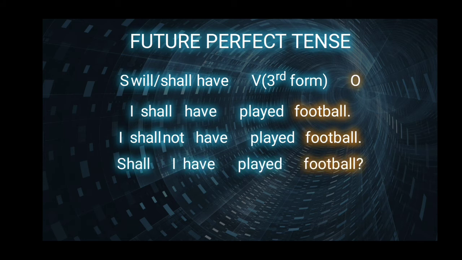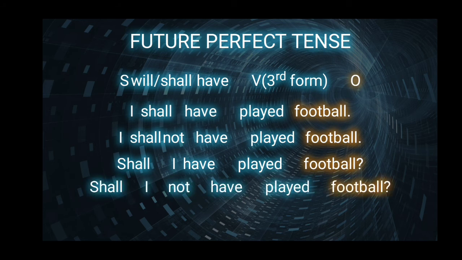Now, the negative interrogative form is pretty easy as usual. Auxiliary verb first, followed by the subject, and then not. So we have, shall I not have played football? So that's it as far as the structure is concerned.